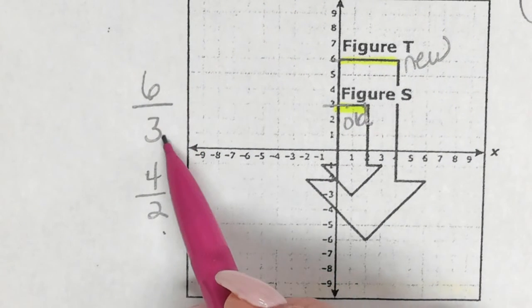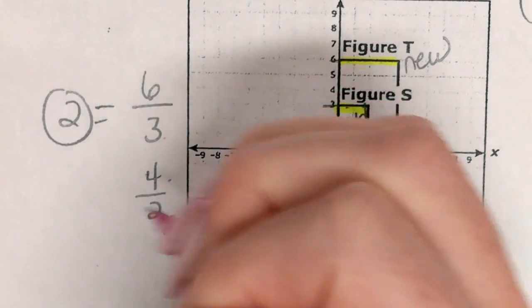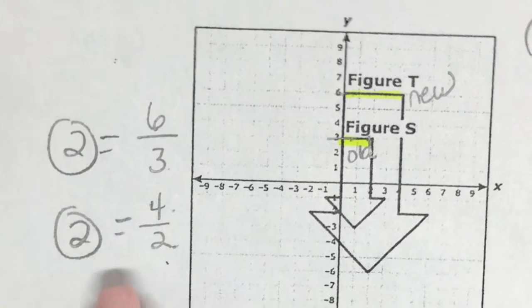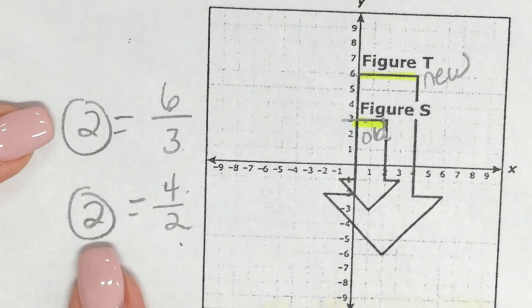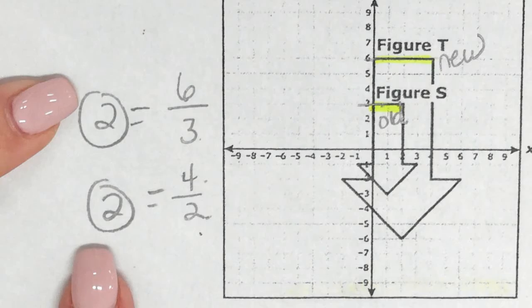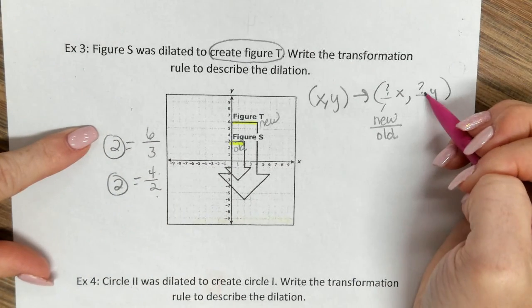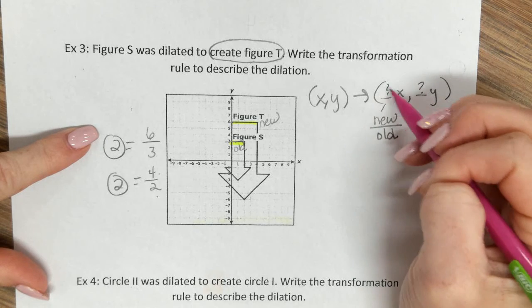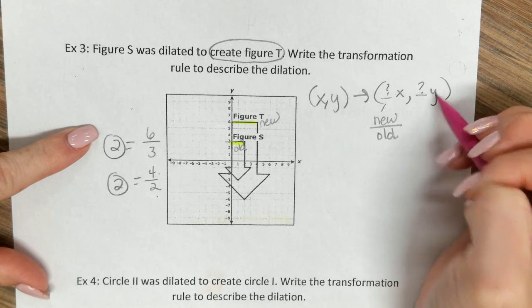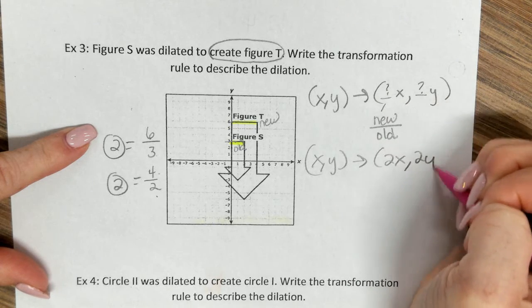What's 6 divided by 3? What's 4 divided by 2? Do you see how it doesn't matter if I pick a coordinate or a side length, I'm going to get the same answer. So what is my scale factor? So my rule, all you do is drop that 2 in right there. So it would be 2 times x, 2 times y. So I take my x and my y, and I multiply them both by 2.